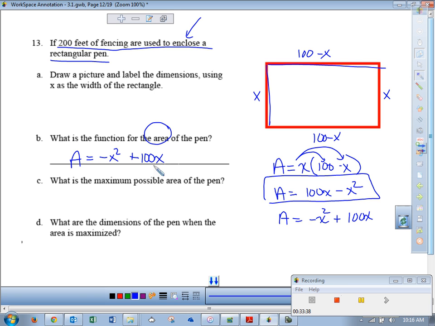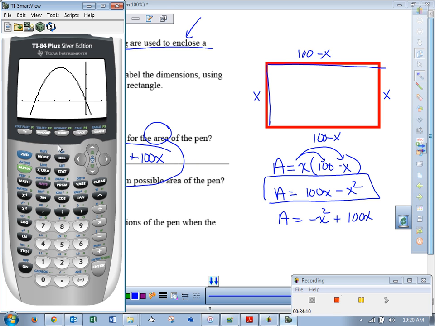Awesome? What is the maximum possible area of the pen? Because they could rearrange their fence however they wanted to, right? They could have gone 10 by 90, and the area of that would be 900. They could have gone 20 by 80, and the area of that would be 1,600, and et cetera, et cetera. If we graph this, it will give us all the possibilities of what the areas would work out to be. So let's go ahead and do that. Let's graph it real quick.